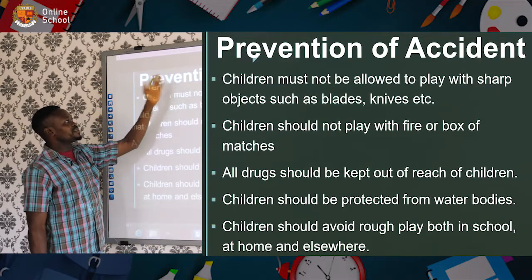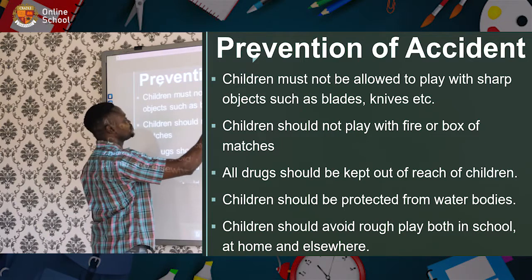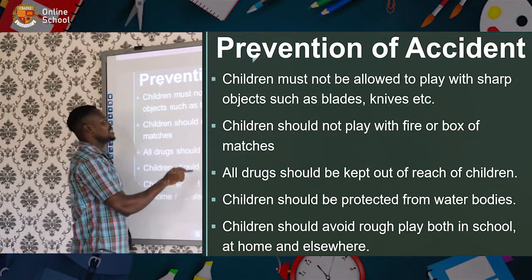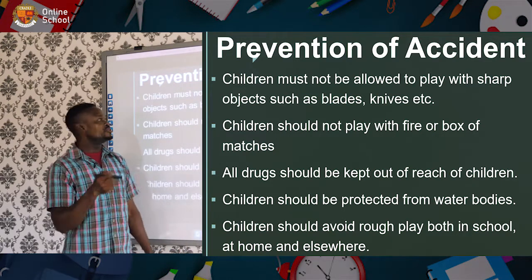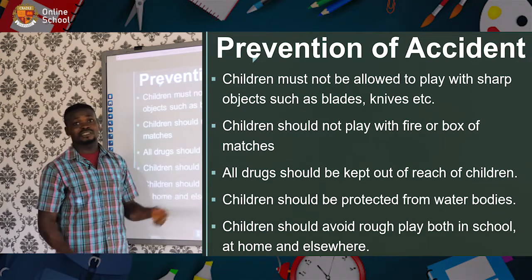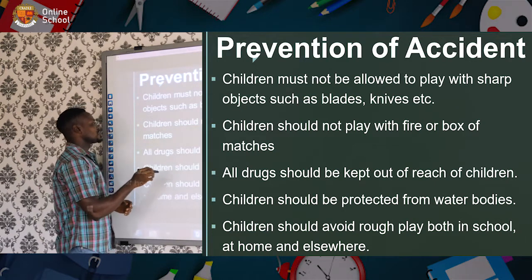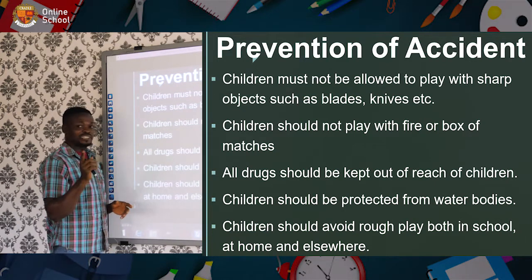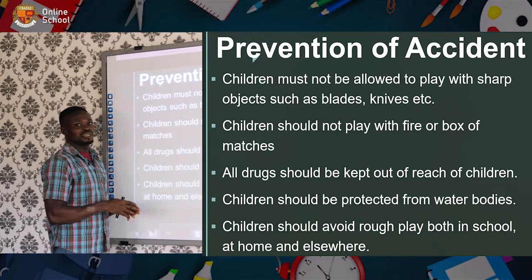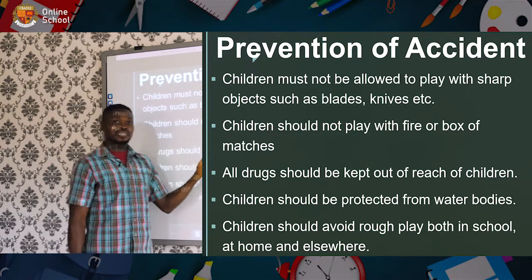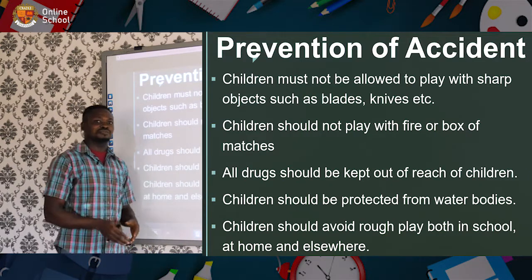Now, let's look at prevention of accidents. Number 1, children must not be allowed to play with sharp objects such as blades, knives, and others. At home or in the school, you must not play with any sharp object because you can get yourself injured. Number 2, children should not play with fire or boxes of matches, which is very, very important. Number 3, all drugs should be kept out of reach of children. I think this is the aspect your parents have to play. They have to play their own part by not leaving drugs in the house where you can play with them.